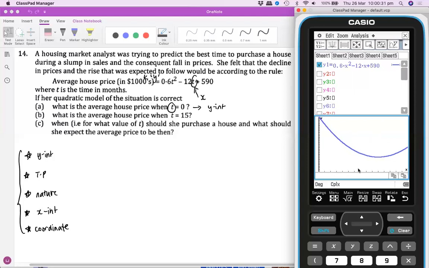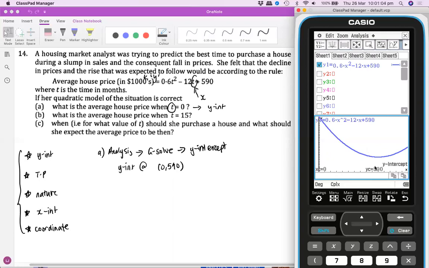I'm going to use my knowledge of my Classpad. I'm going to go to analysis, G-solve, and then y-intercept. So: analysis, G-solve, y-intercept. Here we go. It's telling me my y-intercept, up at the very corner here somewhere, is 590. So the y-intercept is found at 590.